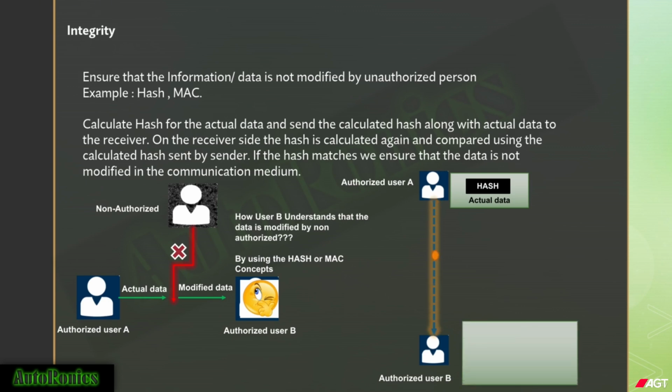Once authorized user B has received the calculated hash and the actual data from authorized user A, authorized user B will calculate the hash again for the actual data he received from authorized user A. If the calculated hash from authorized user A matches the hash calculated by authorized user B, then we attain the integrity of the data. By this, authorized user B understands that the data is not modified in between in the communication medium.